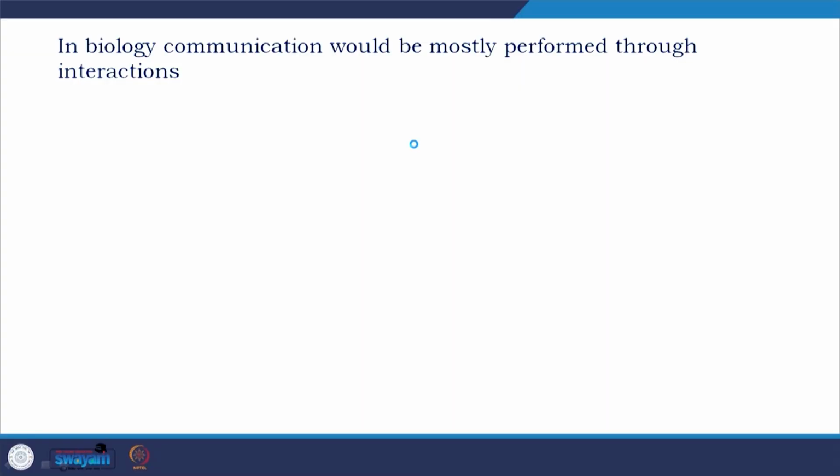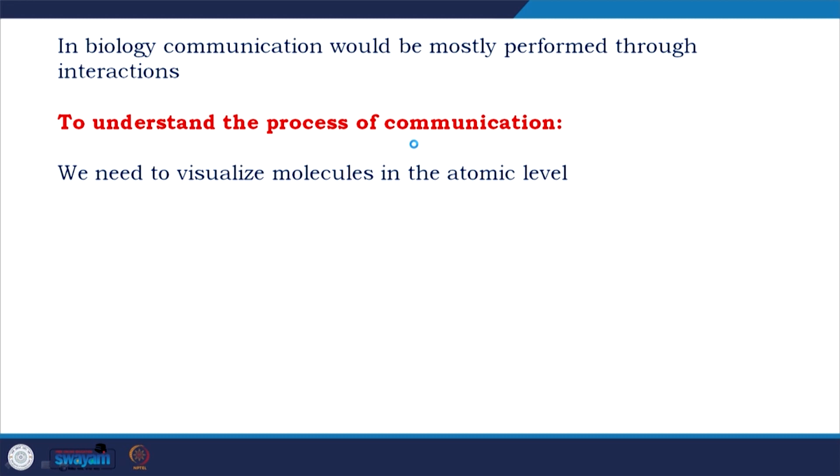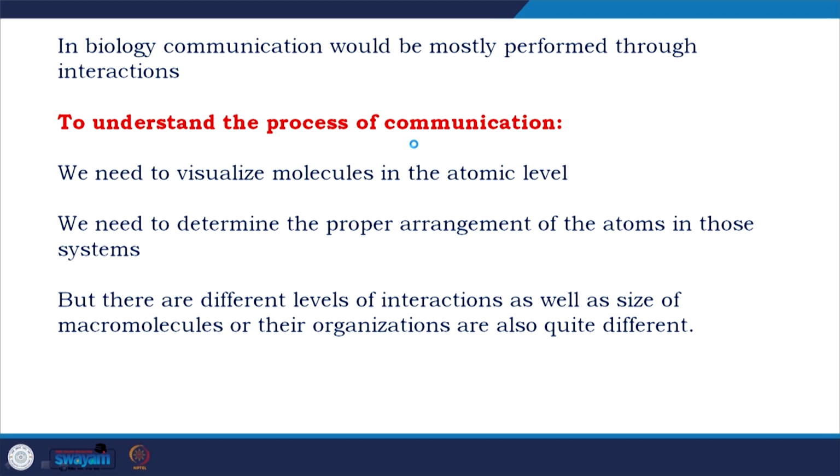So, in biology, communication would be mostly performed through interaction. To understand the process of communication, we need to visualize molecules at the atomic level. That is the critical condition. We need to determine the proper arrangement of the atoms in those systems. But there are different levels of interaction, and the size of macromolecules or their organizations are also quite different.